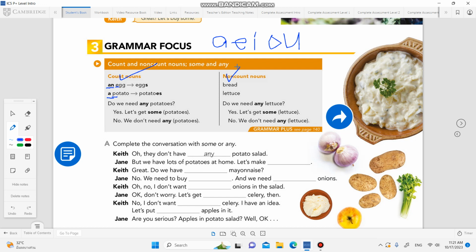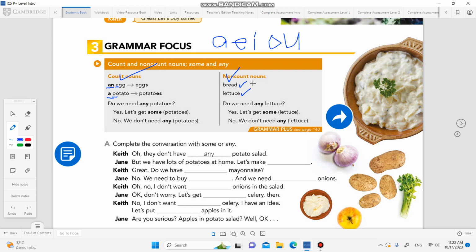All right? Non-count nouns, or uncountable nouns, are for the things that we cannot count with numbers. So it is seen as a whole or mass. Okay, like this. So what are those non-count nouns? We will try to read these examples here. Bread, lettuce, milk, water, air, hair, road, sugar. So those are just examples of non-count nouns.